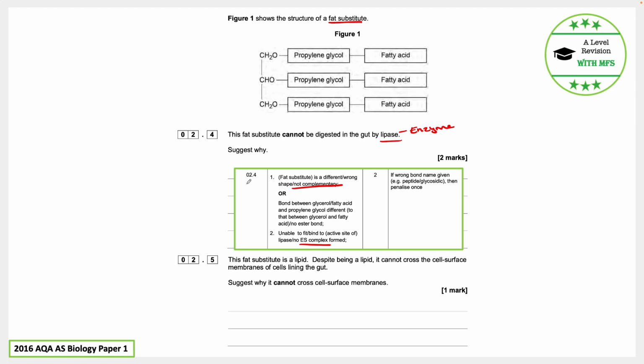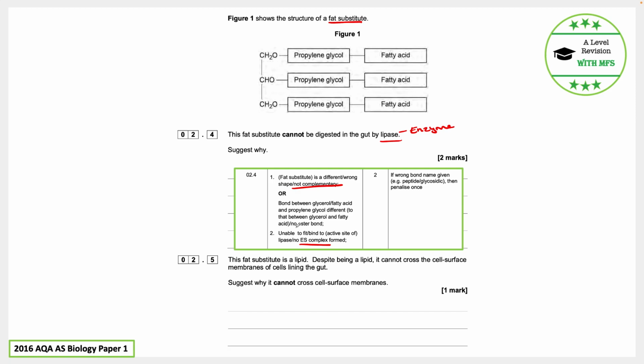Now the second part of this question says this fat substitute is a lipid. Despite being a lipid, it cannot cross the cell surface membranes of the cells lining the gut. Suggest why it cannot cross the cell surface membranes. Now this question, it's about applying what we already know. If it's a lipid, it's a fat substitute, but it cannot cross the cell surface membrane. Now, if you link some knowledge of cell membranes into this, it might not be able to cross because it's not lipid soluble, well, it is because it's a lipid.